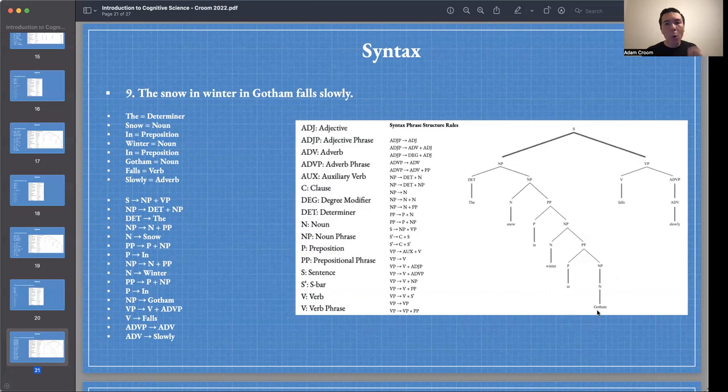So we see here going phrase structure by phrase structure, that in Gotham is a prepositional phrase, okay? And that's why it's labeled PP. Winter in Gotham, right, is a noun phrase. In winter in Gotham is a prepositional phrase. Snow in winter in Gotham is a noun phrase. The snow in winter in Gotham is a noun phrase. Okay, over here, falls slowly is the verb phrase. We connect that noun phrase with that verb phrase and we get this sentence, the snow in winter in Gotham falls slowly. All right.